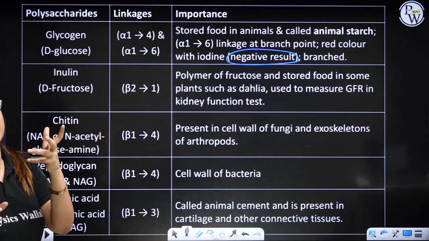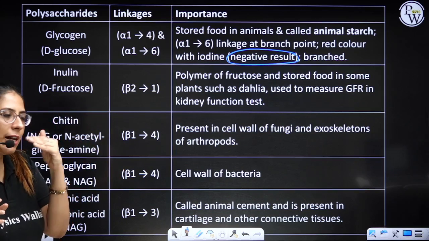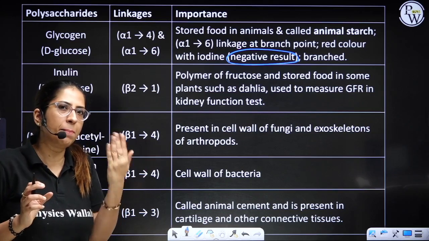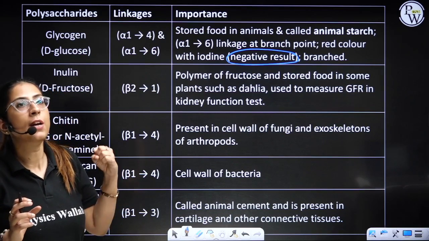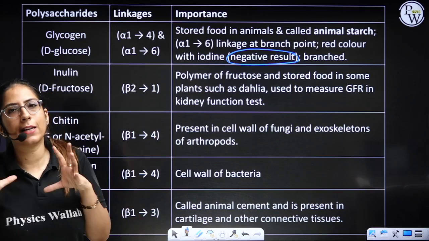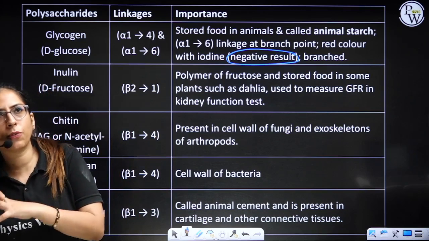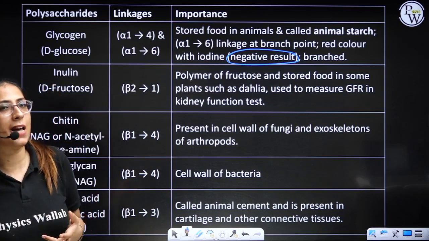Because it is a storage structure, whenever we talk about a storage polysaccharide in plants, we call it starch. Whereas when we talk about glycogen, it is in the human body, that is in the case of animals. So that is the reason it is termed as animal starch.